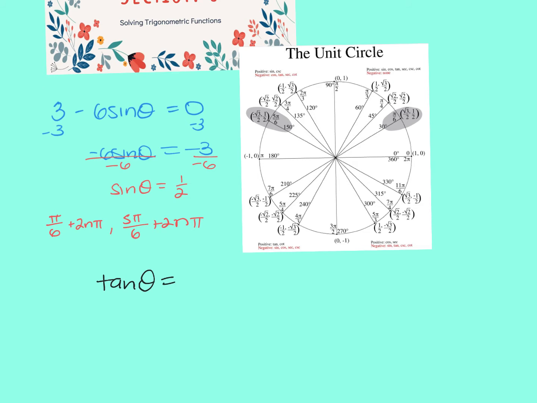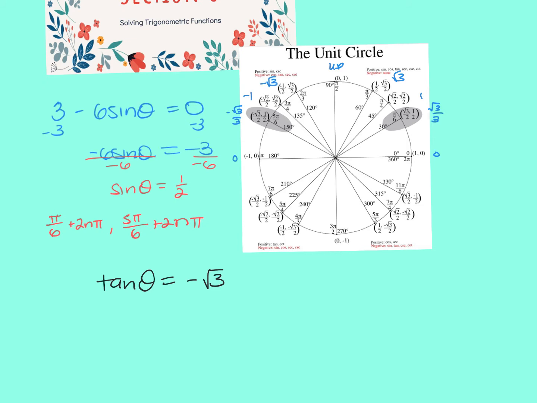So let's say tangent was negative root 3. First, I would fill in my unit circle with the tangent. So 0, root 3 over 3, 1, root 3, undefined. And I would do the first and second quadrants. This is again 0. This is negative root 3 over 3. This is negative 1, and this is negative root 3.